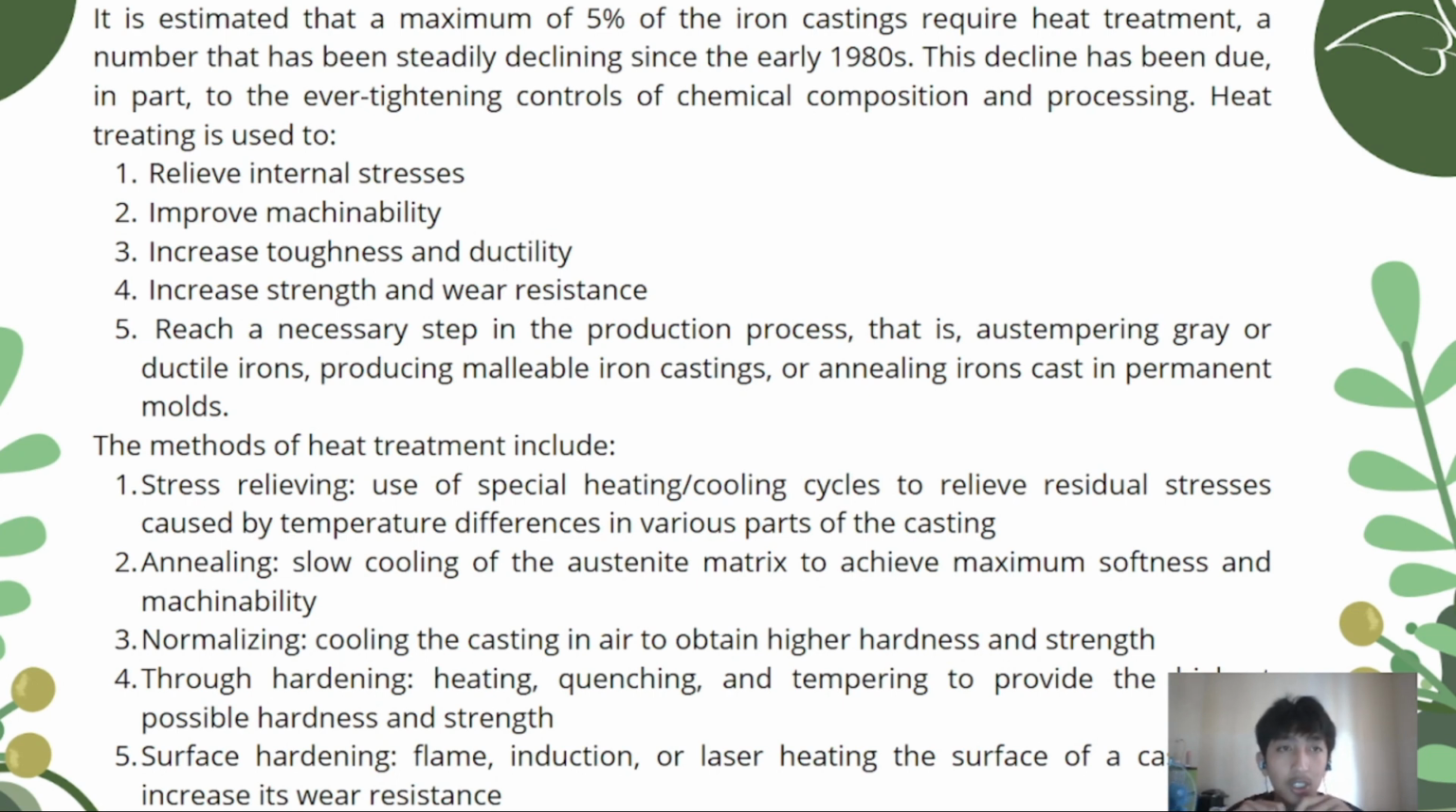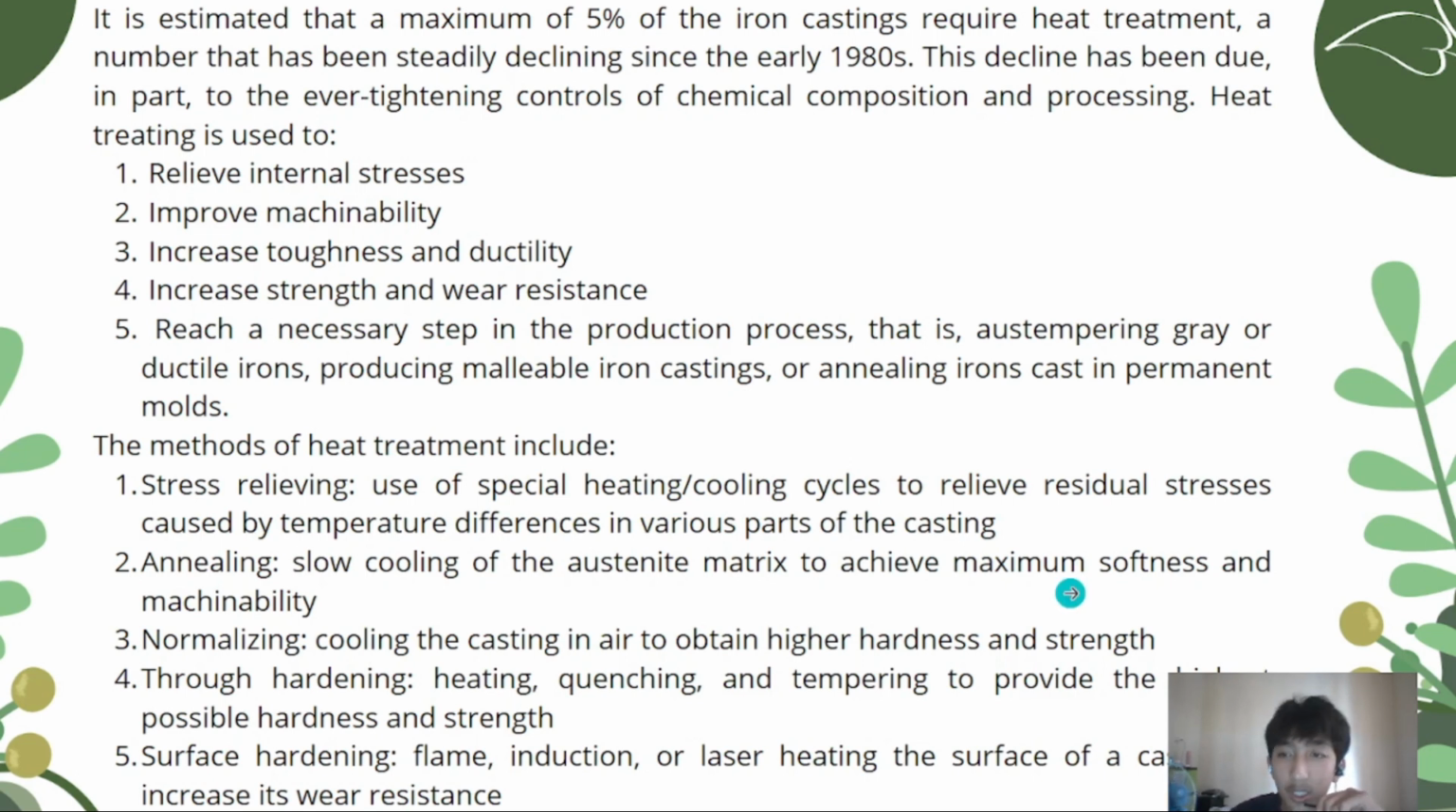Heat treating is used, first, to relieve internal stress; two, improve machinability; three, increase toughness and ductility; four, increase strength and wear resistance; and five, as a necessary step in the production process, that is, transforming gray or ductile irons, producing malleable iron castings, or annealing iron cast in permanent molds.